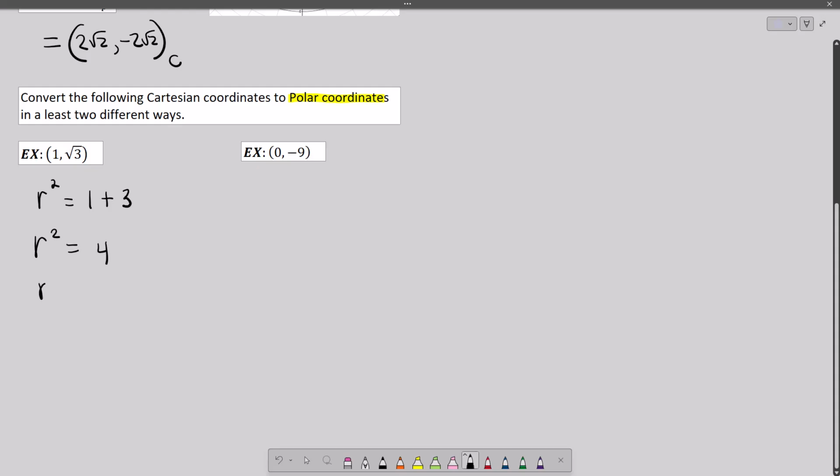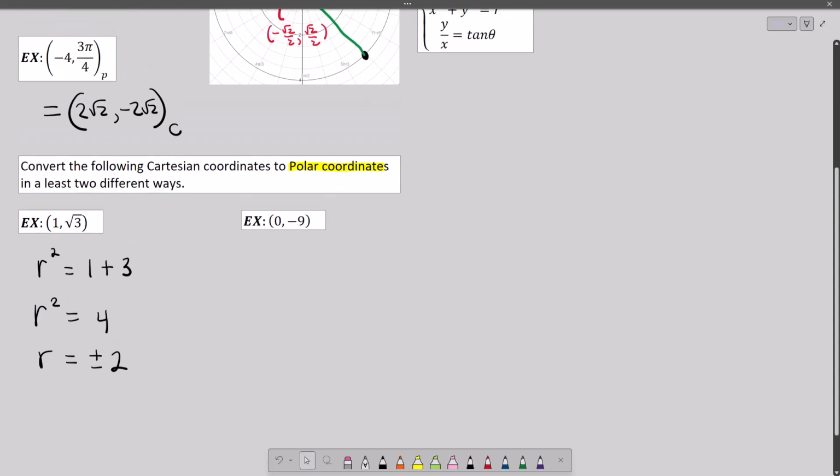So r will be plus or minus 2. And as we've seen, there's lots of different representations of a polar point. We could choose the positive r and then have a positive or negative theta. We could choose the negative r and then have a positive or negative theta. Generally, we will choose the standard representation, which is positive r, positive theta, and theta is between 0 and 2 pi. That's the standard representation. So we'll choose the positive 2.